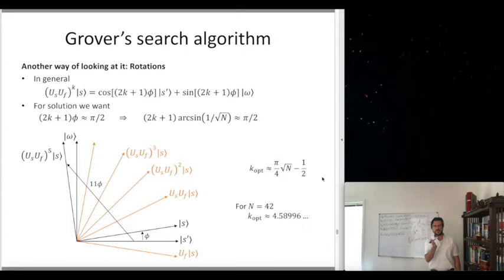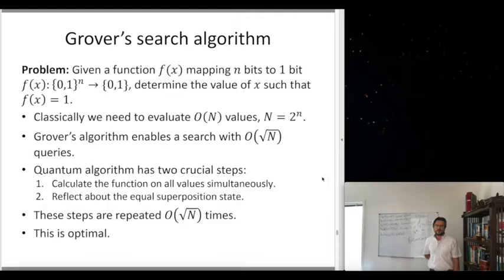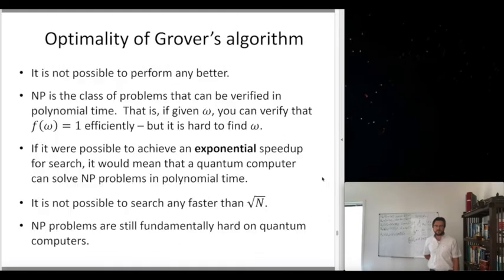So I always have an easier time imagining or keeping this picture in mind where we just do these reflections. So the function application followed by the reflection and rotation. What about multiple targets? Possible too, but in general, this works exactly the same. This is Grover's search algorithm.